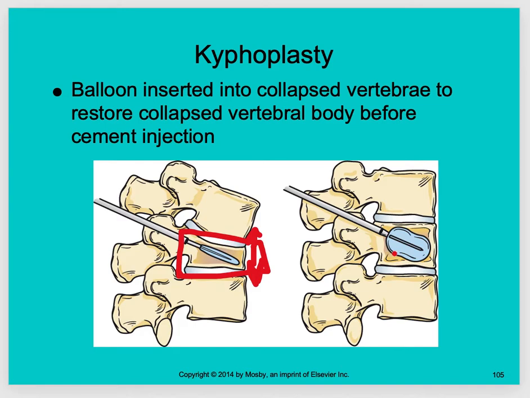And then a lot of times they can fill that cavity now with cement. But for a kyphoplasty, the balloon is inserted into the collapsed vertebrae to restore the collapsed vertebral body before cement injection. So they will insert cement into there to keep that expanded and to keep it from pinching and crushing even more.